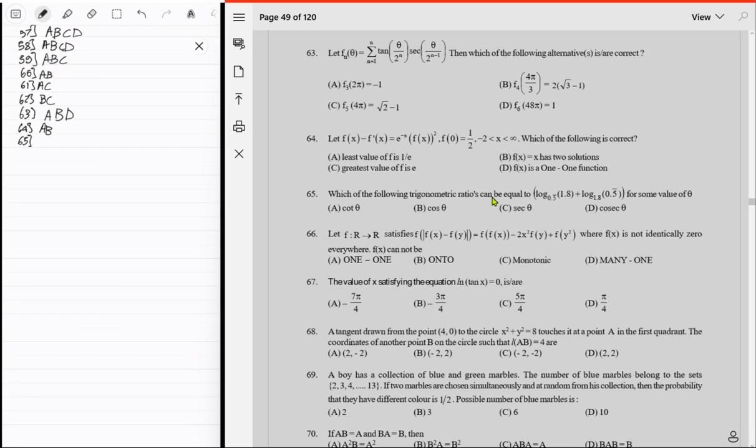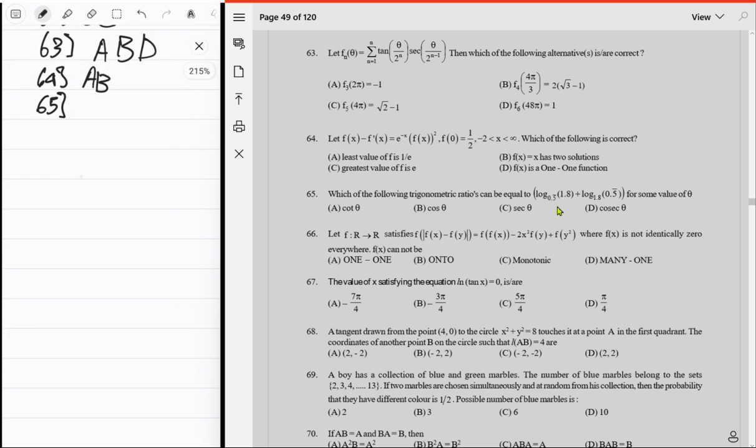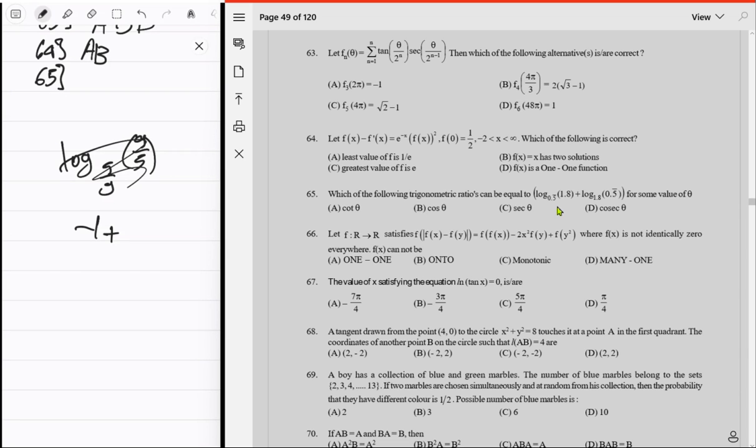65. The following trigonometric ratios can be equal to log base 0.5 recurring. Are you serious? Like 5 upon 9, right? So this thing connects to that, 5 upon 9. So log base 5 upon 9, and then it's like 9 upon 5, which is just -1, plus log base. It's the same thing, except it's just the reciprocal of it. So -2, right? So which of these ratios can be equal to -2, are you asking directly?